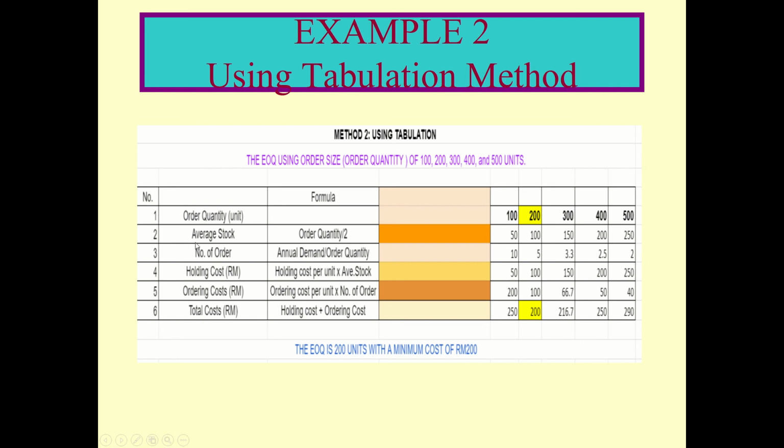To calculate the average stock, we use the formula order quantity divided by 2. For 100 units, the average stock will be 100 divided by 2.